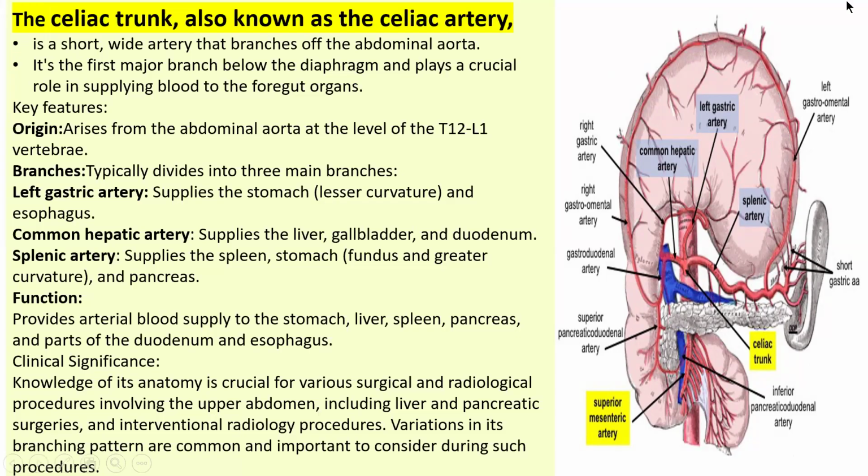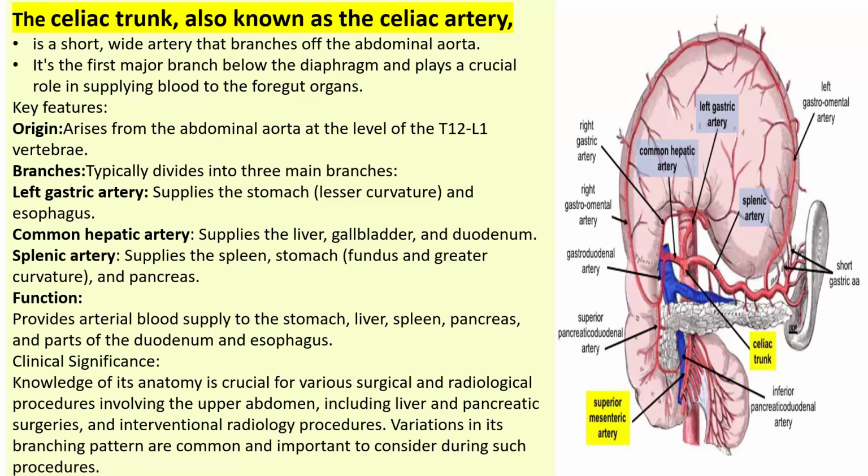So the celiac trunk is also called the celiac artery. Look at the image, the celiac trunk is there. It arises from the abdominal aorta at the level of thoracic T12 and lumbar 1 vertebrae. It is present between T12 and L1 vertebrae. The celiac trunk is divided into three main branches: first the left gastric artery, second the common hepatic artery, third the splenic artery.